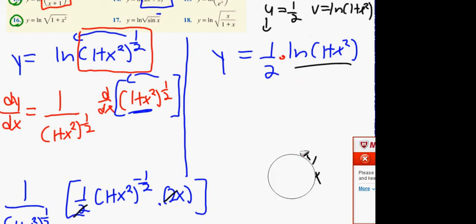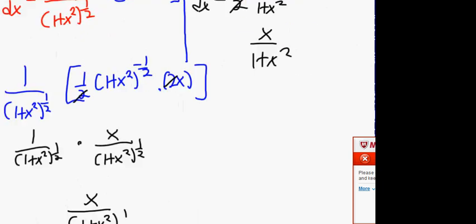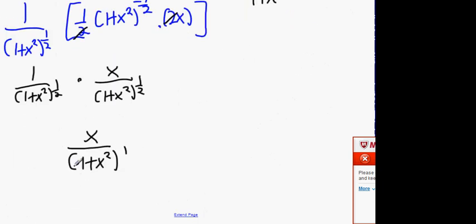Okay? So what we're going to get is dy/dx ends up being a half times 1 divided by the box, 1 plus x squared. Differentiate the box, you get 2x. The x cancels, the 2 cancels with the 2, and you're left with x divided by 1 plus x squared. That rule made the full process a lot quicker.